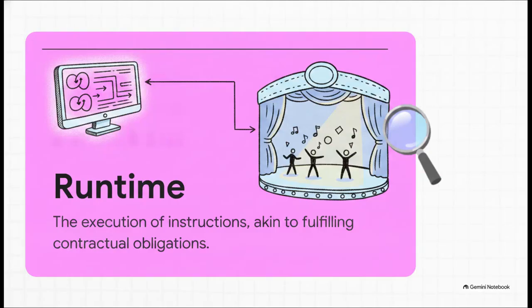In the software world, the execution of programmed instructions is called a runtime. In the legal world, fulfilling contractual obligations is called performance. And conceptually, they are completely identical. Think of it like a stage performance. You're the composer, writing all the verses and choruses beforehand, and the runtime is what actually happens when you finally hit play and the music starts.